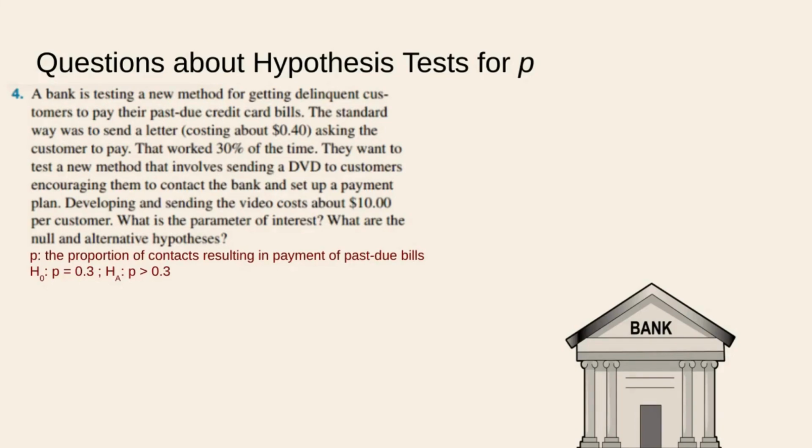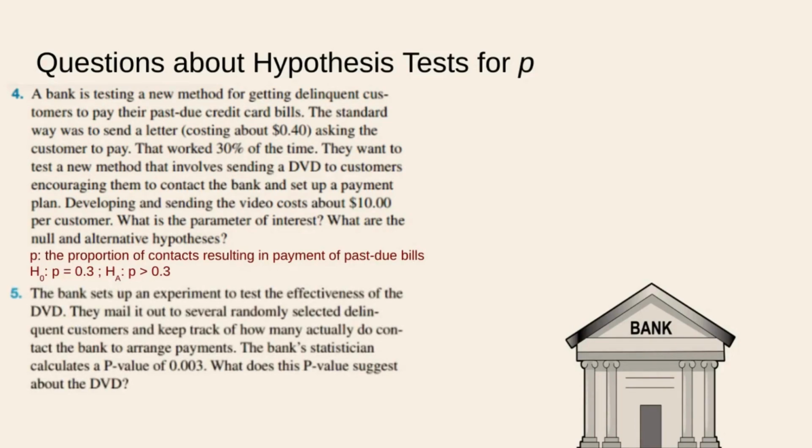So here comes the next problem. The bank sets up an experiment to test the effectiveness of the DVD. They mail it out to several randomly selected delinquent customers and keep track of how many actually do contact the bank to arrange payments. The bank's statistician calculates a p-value of 0.003. What does this p-value suggest about the DVD? Think about how you would interpret that p-value, specifically considering our alternative hypothesis.